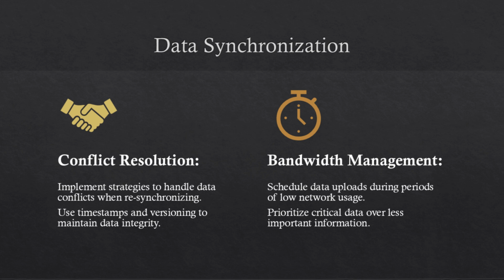Bandwidth management. To prevent network congestion upon reconnection, we schedule data uploads during periods of low network usage whenever possible. The system prioritizes the transmission of critical data over less important information, ensuring that essential updates are communicated first. Rate limiting controls the flow of data, preventing sudden spikes in network traffic that could disrupt other operations.